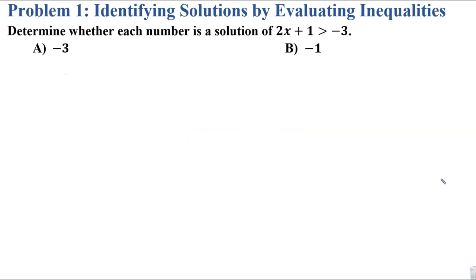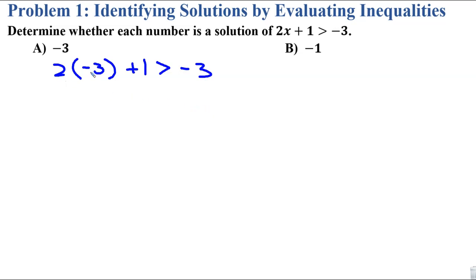First thing we're going to do today is look at identifying solutions to inequalities. Problem 1 says determine whether each number is a solution to this inequality. 2x plus 1 is greater than negative 3. So I want to figure out in part A if negative 3 is a solution, and part B if negative 1 is. And to do that, essentially what we're going to do is just substitute in the values for my x. So I could rewrite this as 2 times the quantity of negative 3 plus 1, and we want to know if that's greater than negative 3.